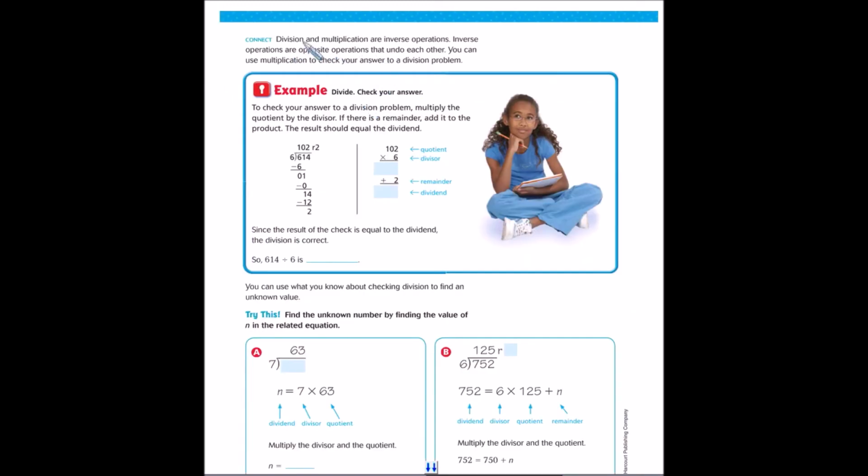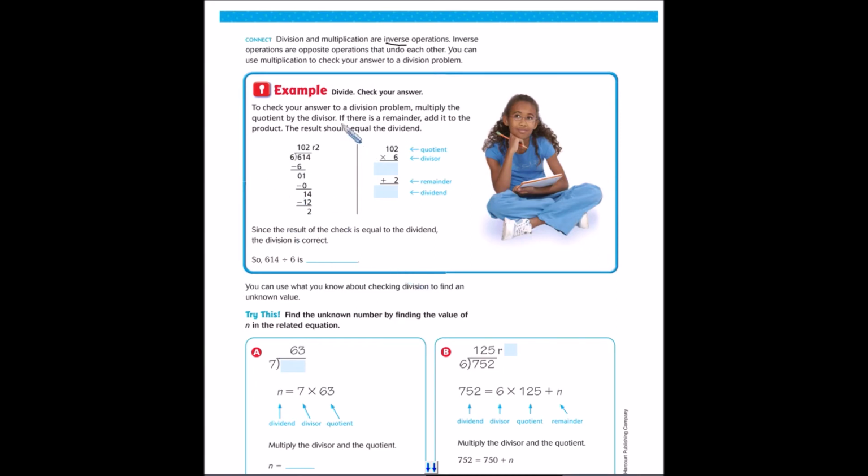We're going to make a connection between division and multiplication. Division and multiplication are what are called inverse operations. And inverse operations are opposite operations that undo each other. You can always use multiplication to check your answer to a division problem.